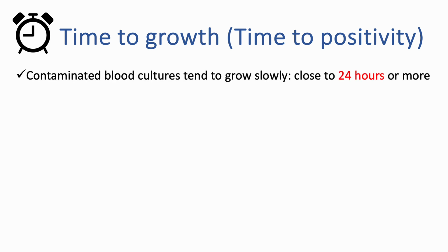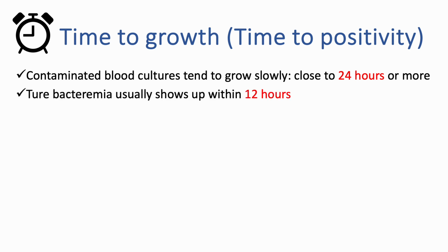The fourth and probably the last factor is the time to growth or time to positivity. Contaminated blood cultures tend to grow slower, again maybe because of the lower bacterial burden, close to 24 hours, sometimes even more. True bacteremia usually shows up fairly quicker than contaminated blood cultures, usually within 12 hours or sooner. That's not always 100% correct, but in my experience this pattern is really helpful to distinguish true bacteremia from contaminated blood cultures.